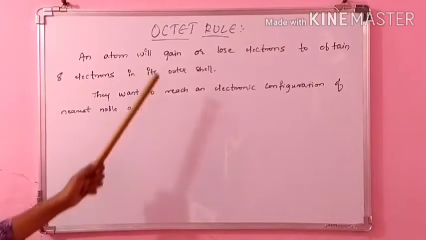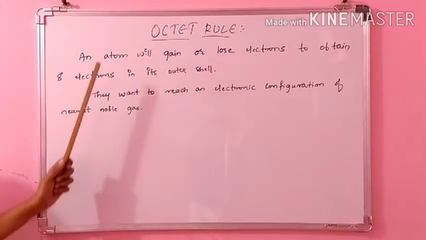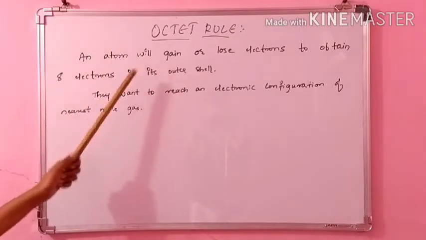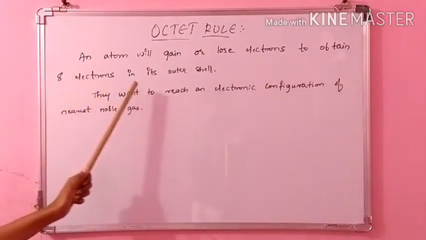Today we will be understanding what is the octet rule. So you have already heard of the octet rule, isn't it? Now let us study in detail what the octet rule is. I have written what the rule actually is: an atom will gain or lose electrons to obtain 8 electrons in its outer shell.